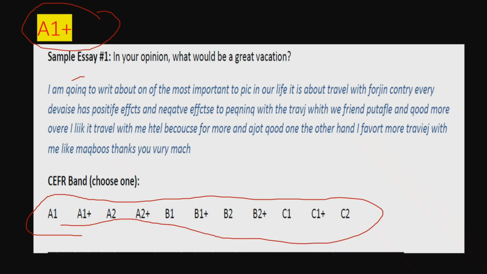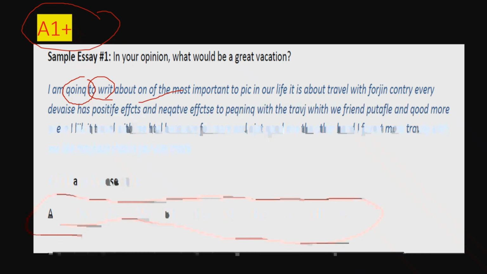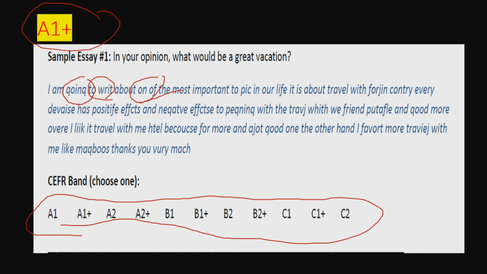For example, you can see here there are mistakes. I'm going to write about there are spelling mistakes. "On of the most." So the spelling errors are too many. "Important topics", this person doesn't know the usage of singular or plural or the agreement of subject and verb. "Important topics in our life. It is about travel with foreign country." You can see the spelling errors. Country spellings are also wrong.